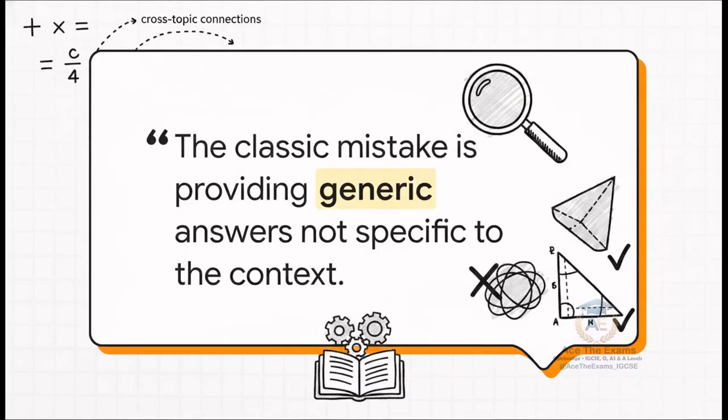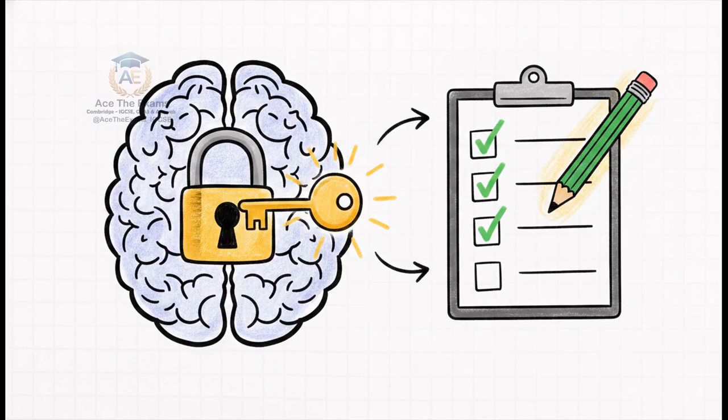I actually want to read this authoritative warning to you directly from the Principal Examiner report, because it is just that important. Quote, "The classic mistake is providing generic answers not specific to the question context. Always link every point to the given scenario." End quote. Cross-topic connections and specific contextualized reasoning are the exact keys that actually unlock the highest mark bands. The examiner needs to know that you aren't just blindly reciting some memorized formula, but that you are actively solving this specific problem.